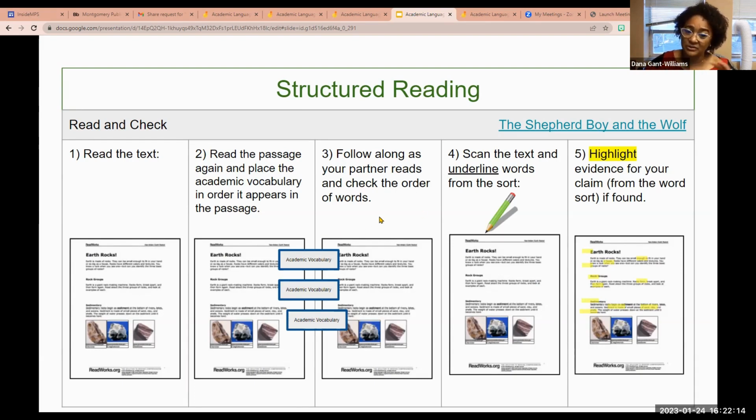Because we know if you allow students to work too long independently on their own, they'll be off task. And if you talk too much, the students are going to be off task. But if you keep having that back and forth with them between each of these steps, the students are more likely to stay on task. So then after they place the academic vocabulary words in order of the text, they will scan the text and underline the words. So now here's another piece of tactile activity that they can participate in. Now they're underlining that close read, seeing where it is in the text. And the last step in the structured reading is to highlight evidence that supports the claim.